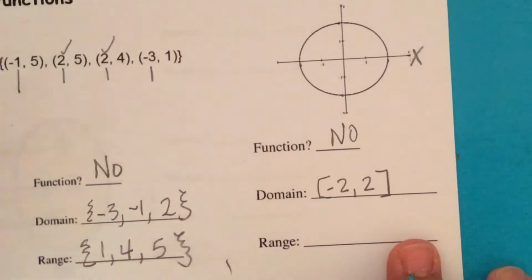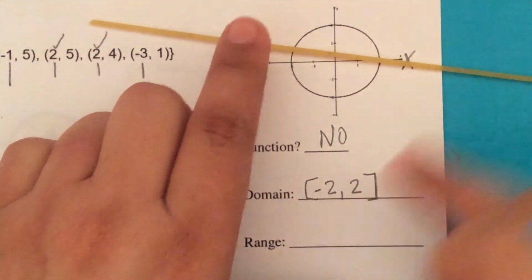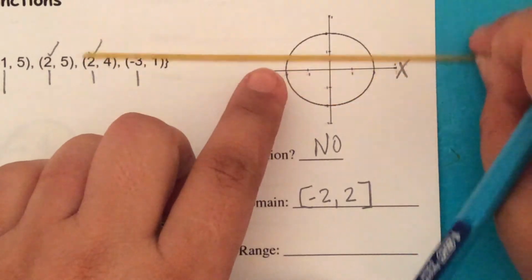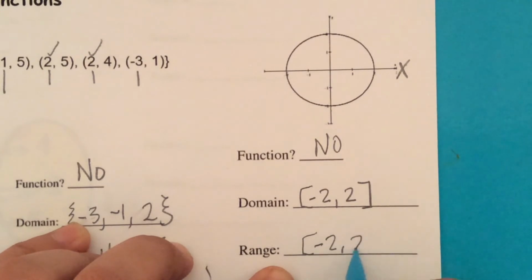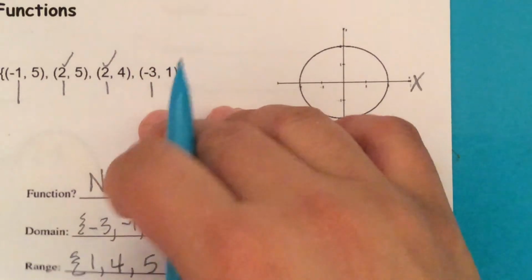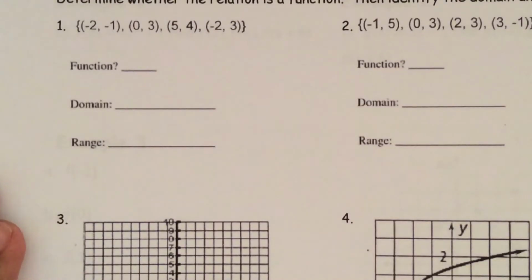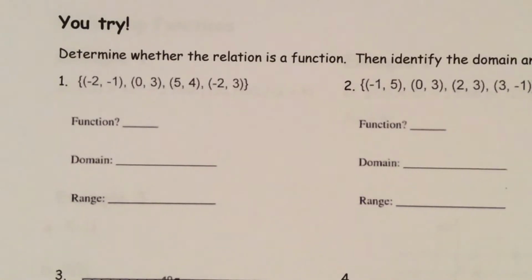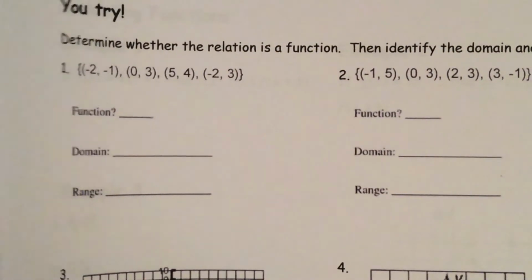The range, you always start from the bottom up. You always go from least to biggest. So negative 2 to positive 2. We're going to talk about the range and domain more tomorrow when we get into section 1.2. Okay? This is just a little taste of domain and range. Okay, so now I want you guys to try these on your own, and we will get back to that.